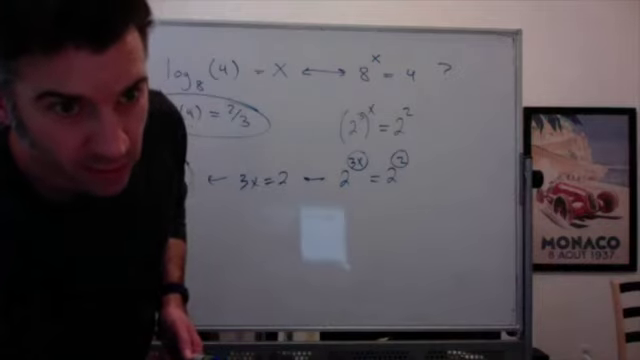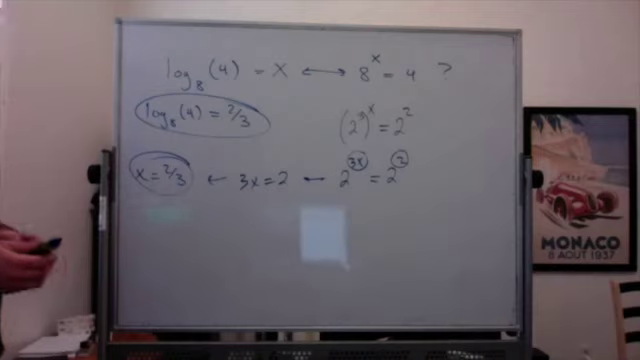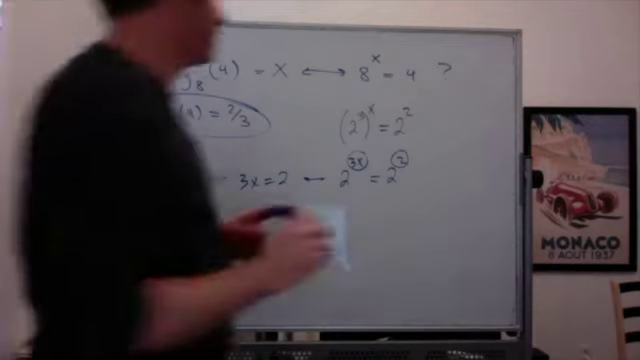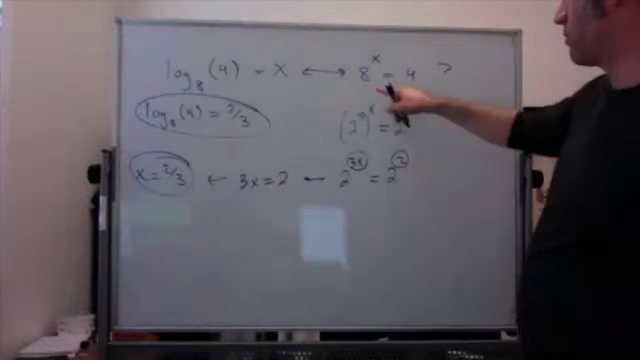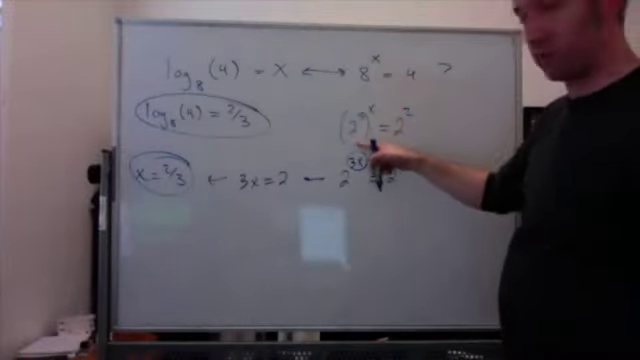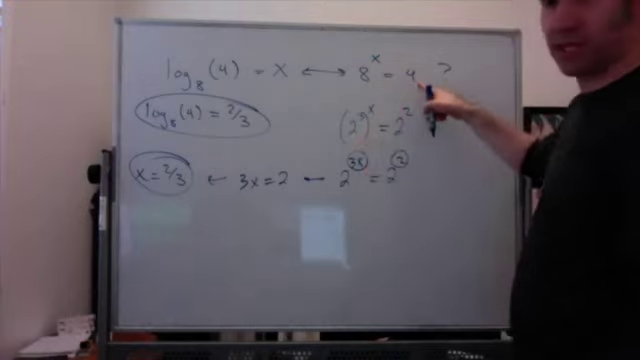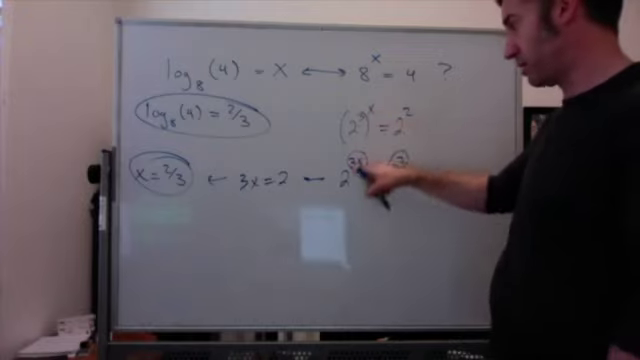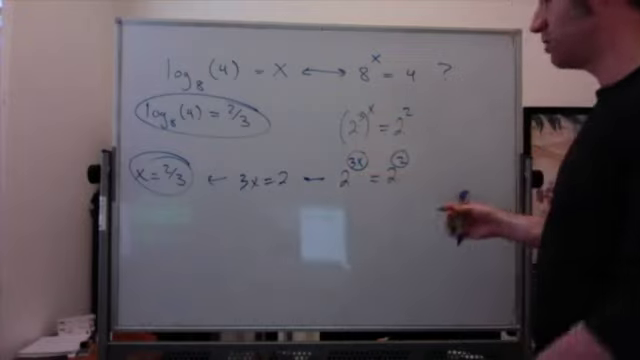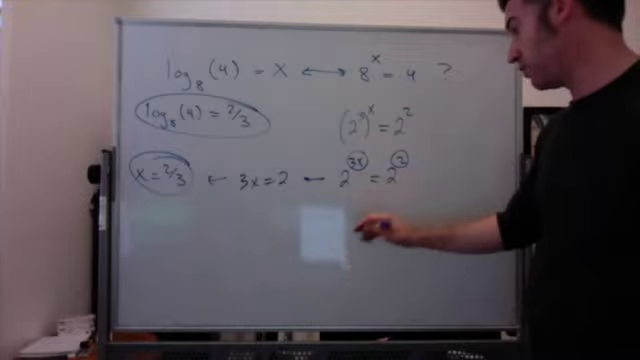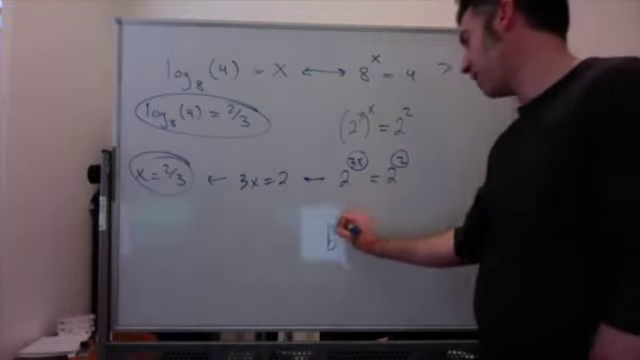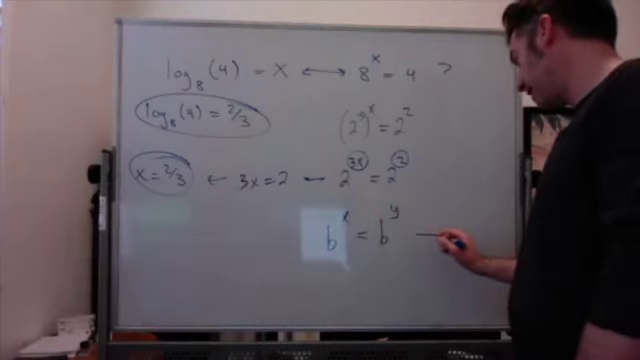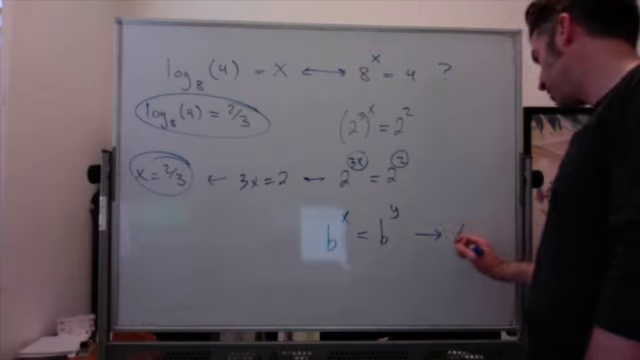Go ahead. Can you explain that base thing you just did where you made 3x equals 2 and they have the same base? Well, I didn't make 3x equal to 2 directly. From here to here, I said 8 was the same as 2 to the third. I said 4 was the same as 2 squared. And then 2 to the third to the x, I multiplied the powers and got 2 to the 3x. So now here's something that's true. If you have a base to a power equal to the same base with a different looking power, it has to be true that the powers are equal.